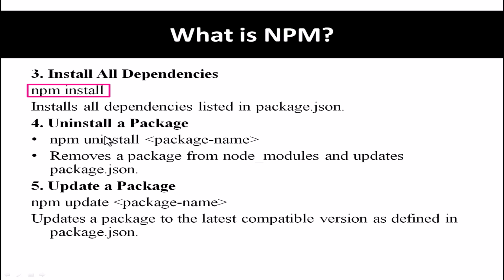And if you want to uninstall a package, you can use npm uninstall. Previously you used install, and now you uninstall the package name which you don't require anymore. It also removes the package from node_modules and updates the package.json file. Basically, the package.json file contains whatever packages are installed and all the dependencies among the packages. If you have uninstalled any package, it will be updated.